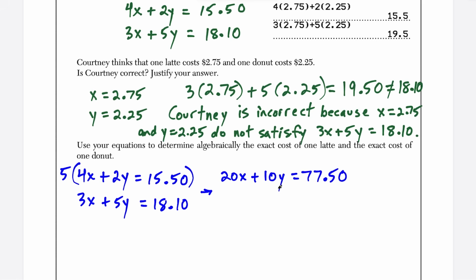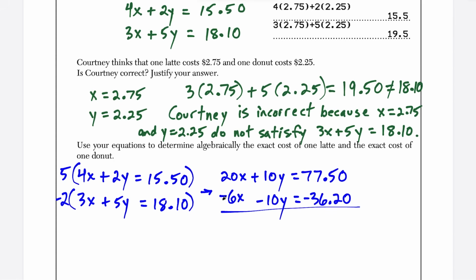But my goal is to get the term underneath 10y to be a matching opposite. So I would want the bottom here to say minus 10y. So how could I do that? Well, I could multiply the second equation by negative 2. Because if I do negative 2 times 5y, that's going to make minus 10y. So now I have minus 2 times 3x is minus 6x. And then negative 2 times 18.10 is equal to negative 36.20. One other thing I want to point out is when you want to show you're multiplying both sides of an equation by the same number, you can put parentheses around the entire equation and put the number outside like this. Okay, so this is just a neat way to show that.